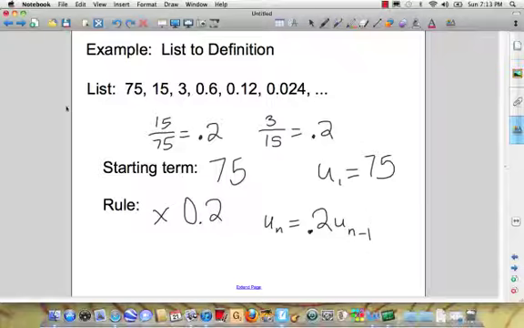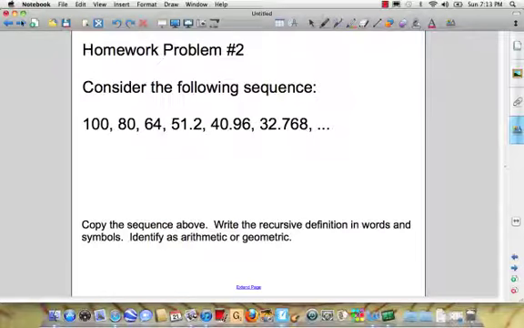Okay, so the next page has your second homework problem. I want you to consider this sequence, 180 and so on. Copy it down and then come up with a recursive definition. First give that definition in words and then in symbols. And lastly, identify it as arithmetic or geometric. Okay, again, this is the time to pause the video if you need to copy down this problem because the video is about to end.